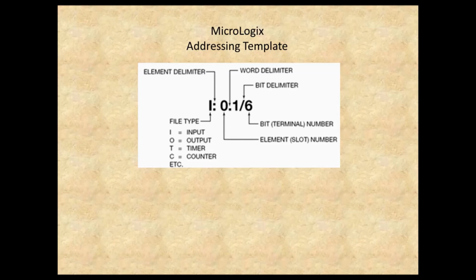And then the element, so your slot number. So where is that actual physical card? When it's on board, that's going to be slot 0. So when we talk about our fixed PLCs, everything should be slot 0. And when you've got your modular, you're going to start numbering each of those slots in the racks. And then you have the actual physical location, so your bit delimiter and your bit terminal number. So where it's actually hardwired to on the PLC.